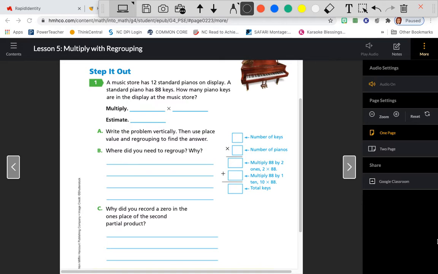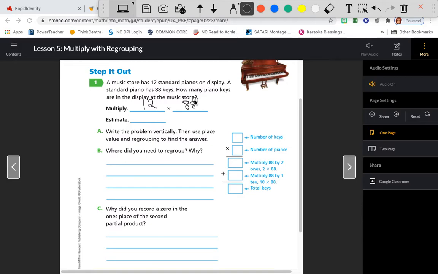Multiplying with regrouping. Number one, a music store has 12 standard pianos on display. A standard piano has 88 keys. How many piano keys are in the display at the music store? So they want us to multiply. So they want us to create our equation first. So we have 12 pianos, and each piano has 88 keys. So they want to know the total number of keys at the music store.